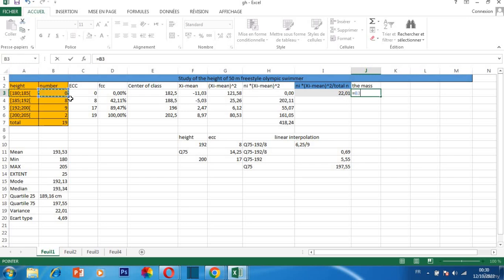So it's 0 here multiplied by the center of class. Here we have 182.5, and we generate that.